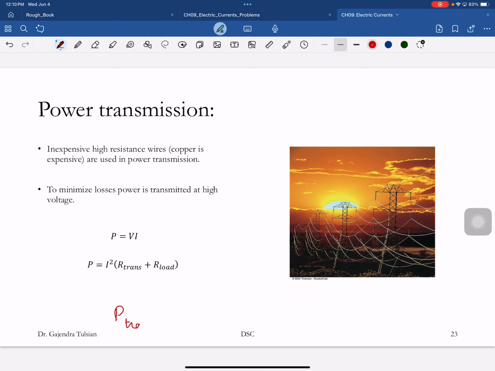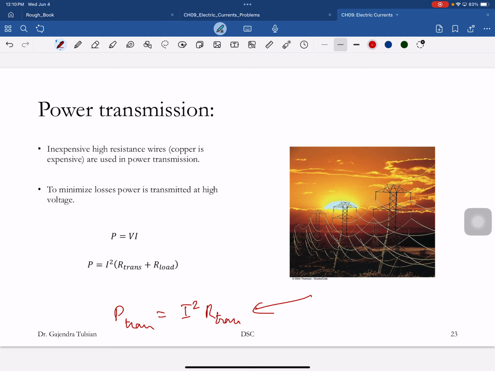Power in the transmission line. Okay, so it's like you're transporting gasoline in a leaky tanker. What can you do to minimize this loss? Reduce resistance. You can, well, jack up the voltage.